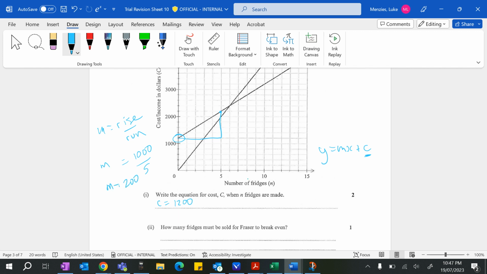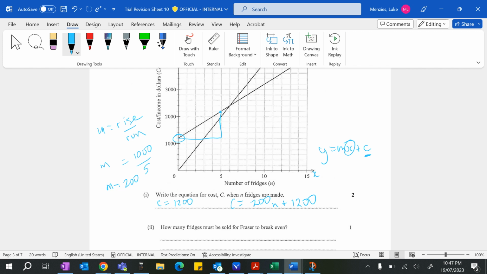So to write that out using C's and M's now, where n fridges, so n is x, back to this part of here. We're going to say C is equal to, because C is y, C is equal to 200n plus 1200.